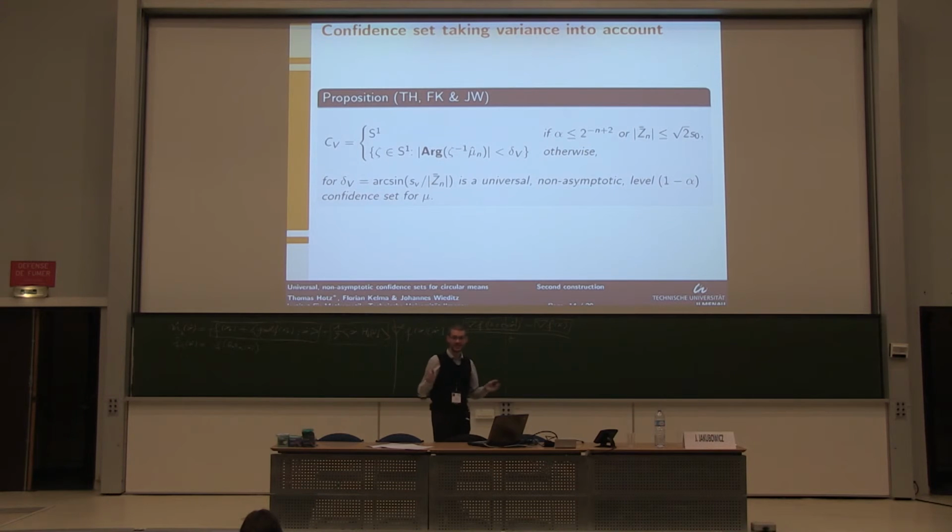So the details are in the paper, if that was too quick for you. And so you get another confidence region. This is the second construction, taking the variance into account. Under the same circumstances as before, you get the whole circle, and otherwise you get a somewhat smaller opening angle for the confidence region.